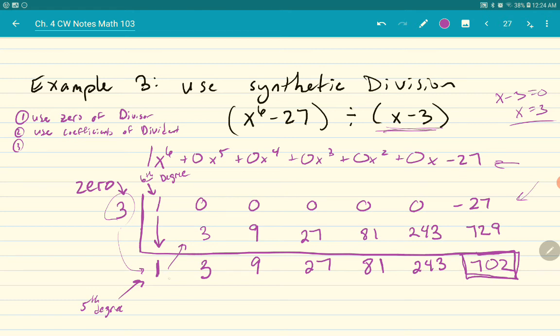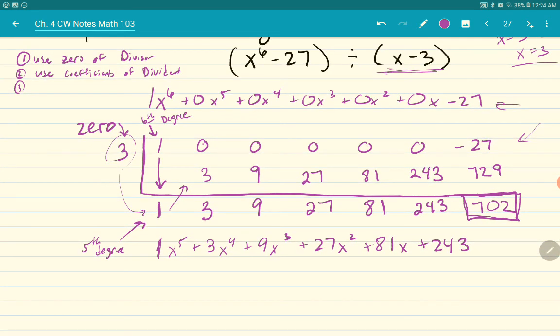So I know that this 1 represents 1 times x to the 5th. The 3 has an x to the 4th. The 9 has an x cubed. The 27 has an x squared. The 81 has an x, and the 243 is a constant, and this is my remainder. So my quotient, that's a 5th degree. It's 1 degree less than your original dividend. So this is my quotient, q of x, and my remainder is 702.